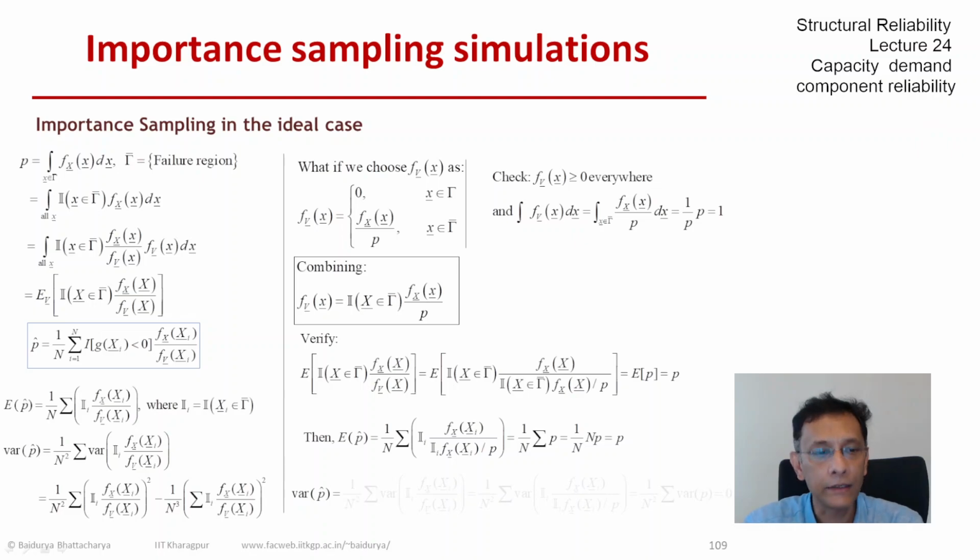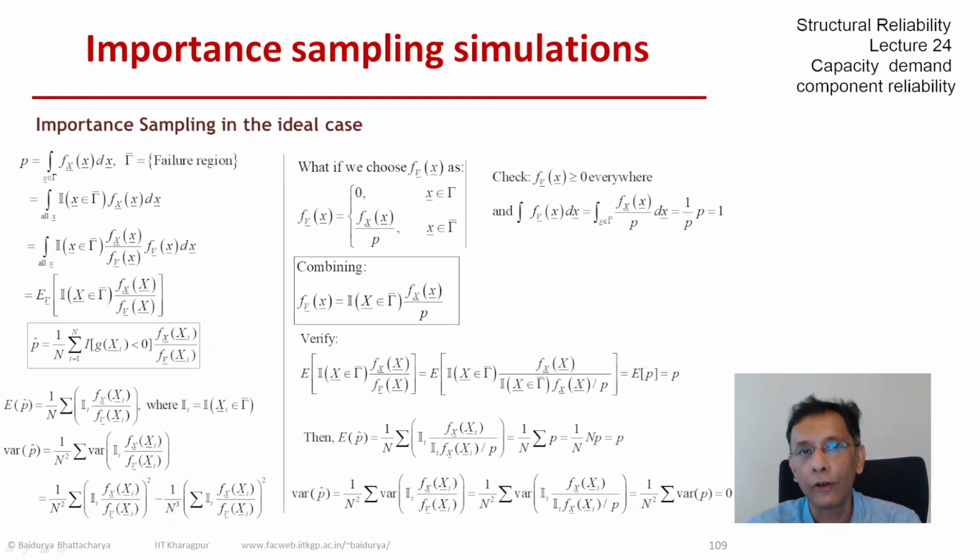And what would be the variance of p hat if fv is I(x) f(x) over p? That turns out to be something very interesting. If you just plug in the values, it's 1 over n square times the sum of the variances of p, but p is a constant, so the variance of a constant is 0, so the variance of p hat is 0, which basically means p hat is a constant, and just one estimate of the sample is good enough for me to estimate p exactly.